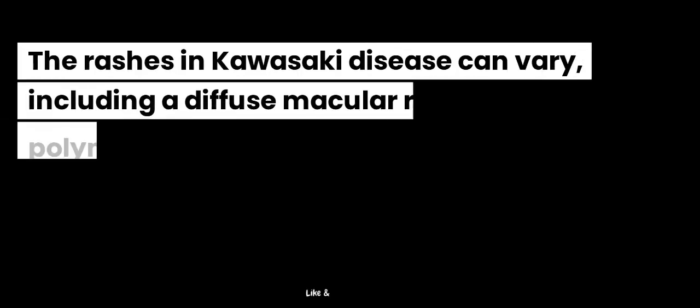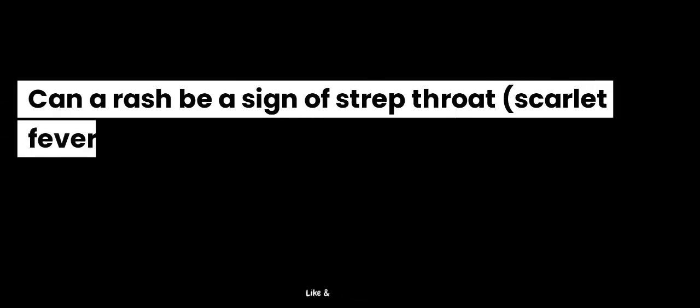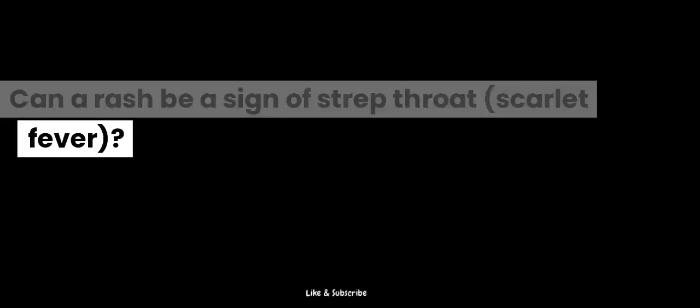23. What are the different types of rashes associated with Kawasaki disease? The rashes in Kawasaki disease can vary, including a diffuse macular rash, a polymorphous rash, and a peeling rash at later stages.